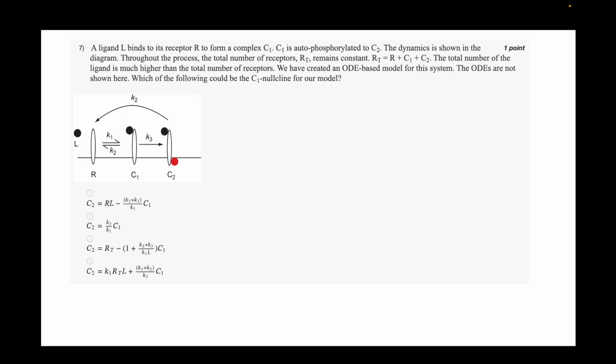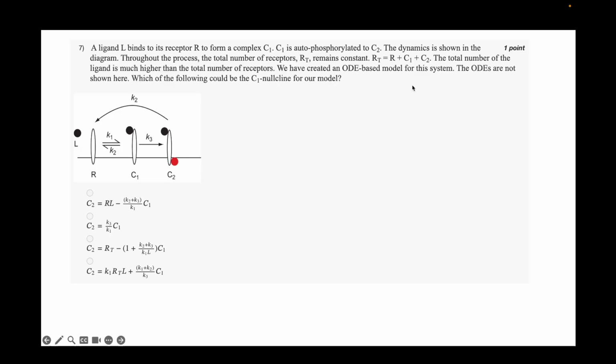Okay, let's try to solve this. The question is that the ligand L binds to the receptor R to form a complex C1. C1 is autophosphorylated to C2, and the dynamics is shown here. Throughout the process, the total number of receptors is constant, which is basically these three: R, C1 and C2. Total number of ligand is much higher than the total number of receptors.